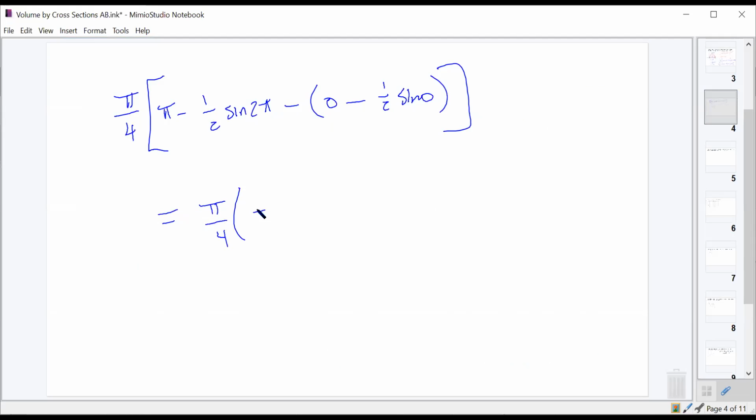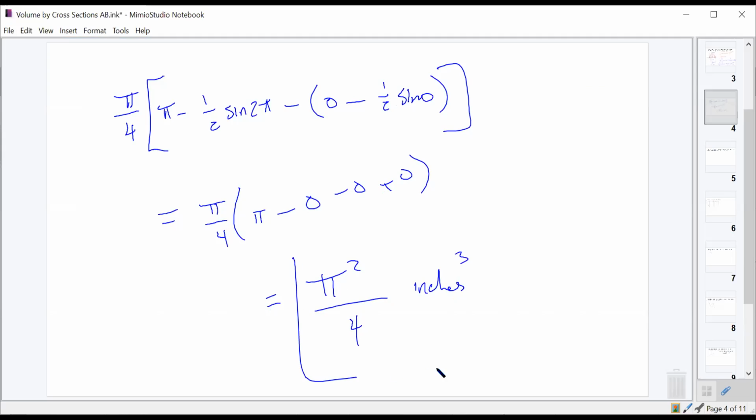And what do we have? Pi minus what? What's the sine of 2 pi? 0. And 0 is 0, and half of the sine of 0 is 0. And we end up with the volume of that shape is pi squared over 4 units cubed. And in fact, I think it said inches in this problem, so we'll call it inches cubed.